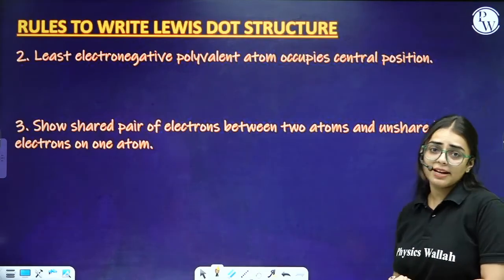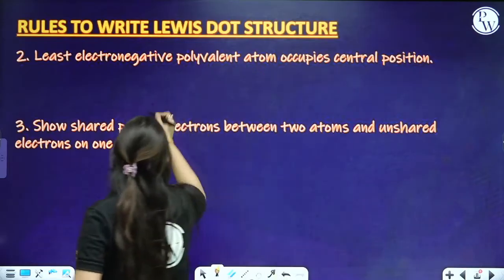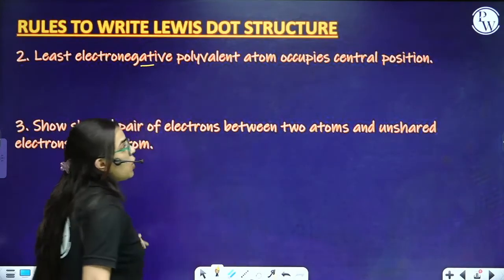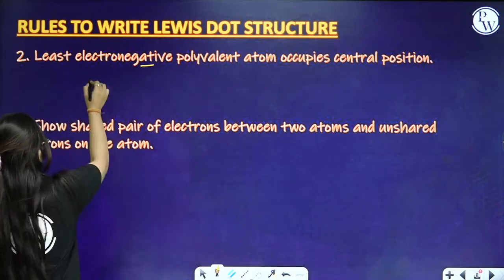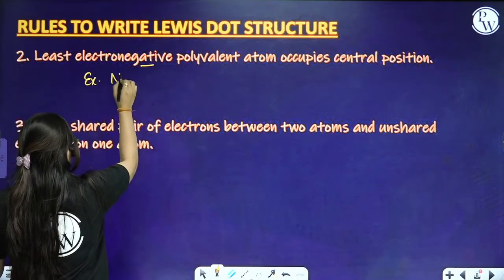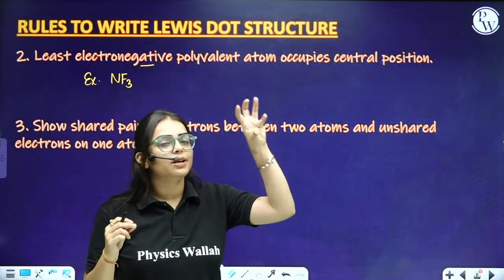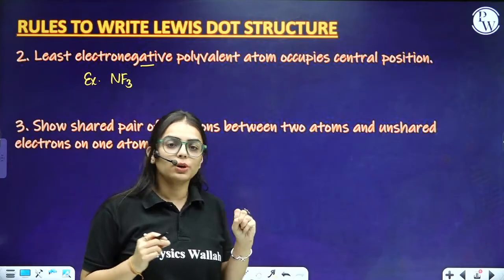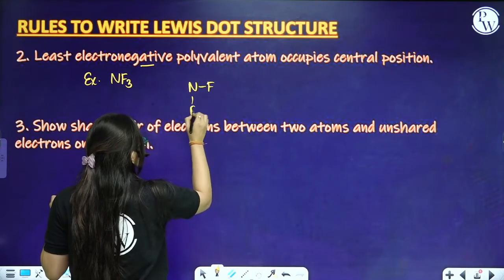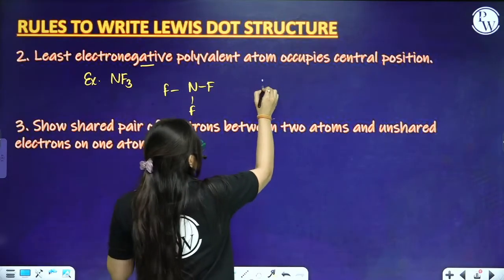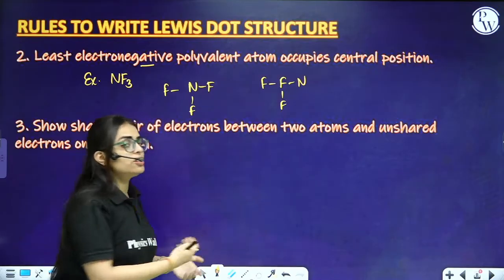Next rule to write down the Lewis dot structure basically is: the least electronegative polyvalent atom occupies the central position. Now see what happens. Let us take a case of NF3. How do you know which atom is going to acquire the centralmost position? Many of you may write it as nitrogen, fluorine, fluorine, fluorine. Many of you may also write it as fluorine, fluorine, fluorine, nitrogen. Which of the following structures is the right one?